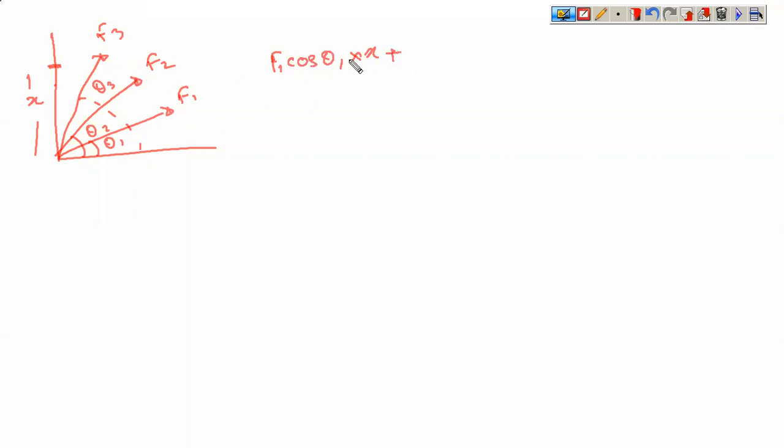What is the moment produced by F2? F2 cos theta 2 lies on this axis. F2 sin theta 2 lies on this vertical axis. If it is lying on the vertical axis, that automatically means there is no perpendicular distance, because our reference also lies on that axis. So this is F2 cos theta 2 into x. And similarly for F3, you have F3 cos theta 3 into x. This is equal to the moment produced by the resultant.